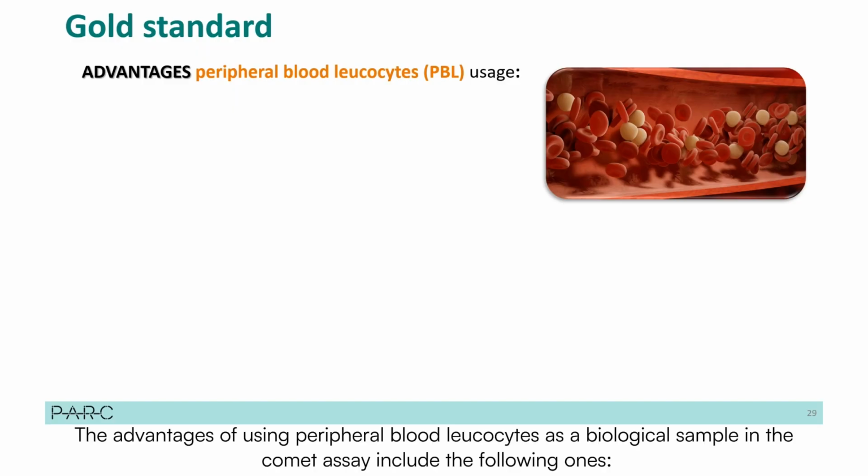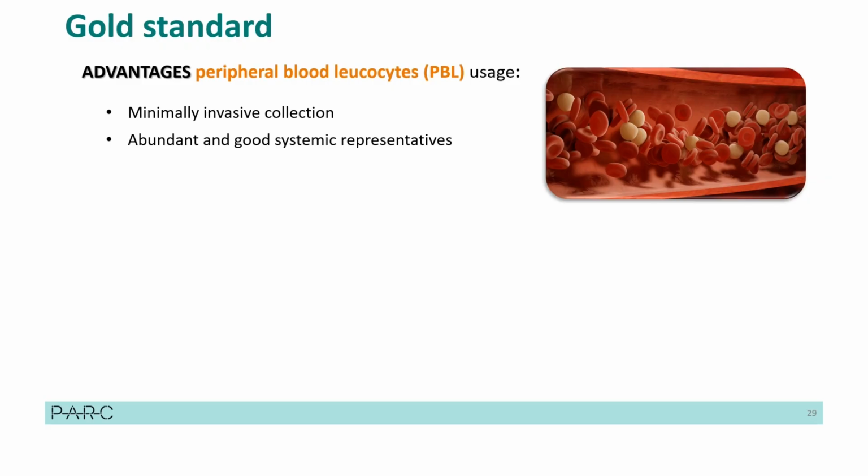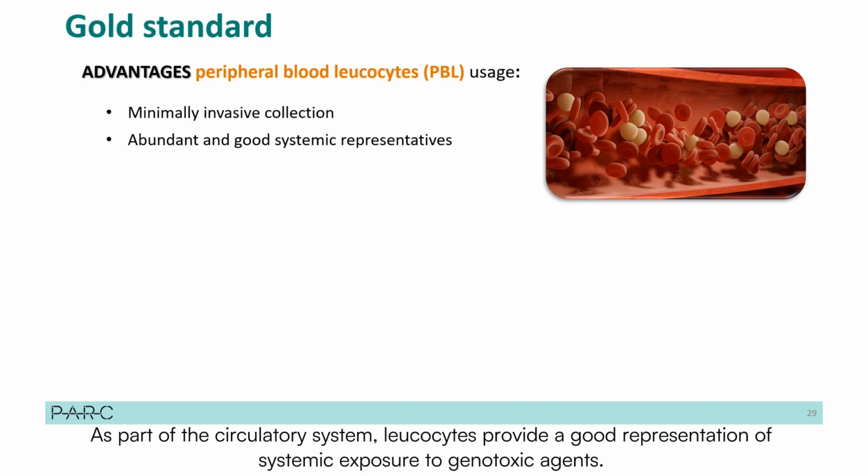The advantages of using peripheral blood leukocytes as biological sample in the COMET assay include the following ones. Blood sampling is a minimally invasive procedure, making it relatively easy and acceptable for both clinical and research settings. Peripheral blood leukocytes are readily available in sufficient quantities for the COMET assay, avoiding the need for complex isolation techniques. As part of the circulatory system, leukocytes provide a good representation of systemic exposure to genotoxic agents.